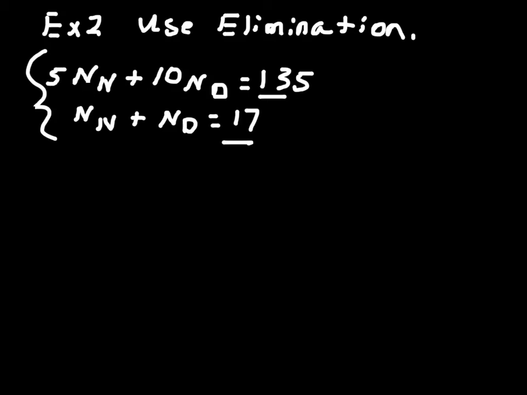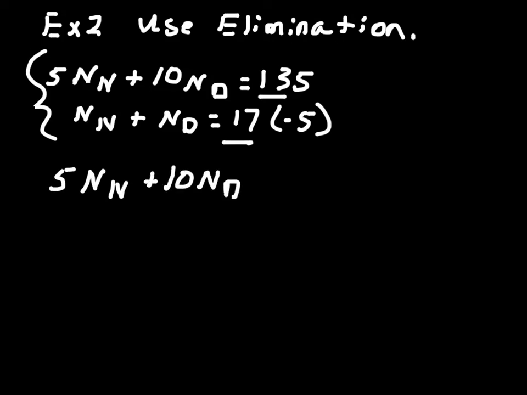I think what I'm going to do is cancel out the NN. And you could as easily cancel out the ND. So I'm going to take the second equation and multiply everything by a negative 5. That'll give me a negative 5NN in the second equation. So my first equation stays the same. So I have 5NN plus 10ND equals 135.